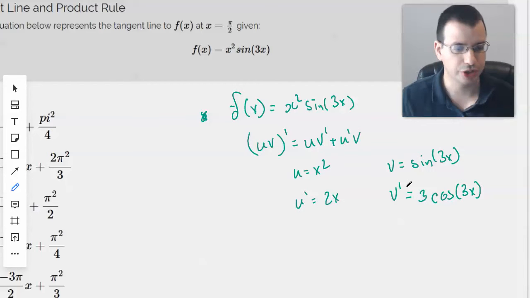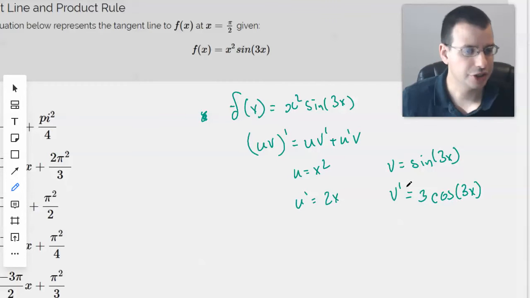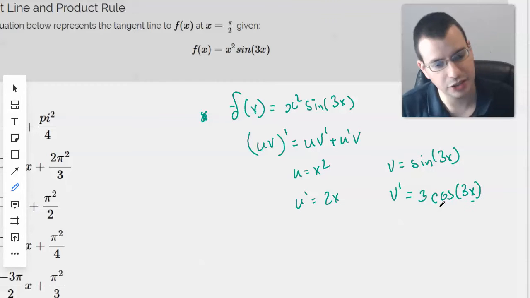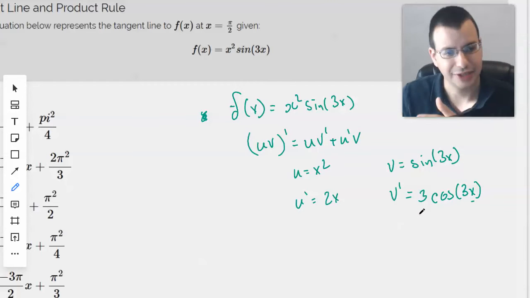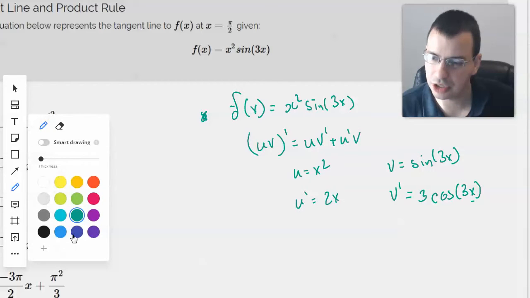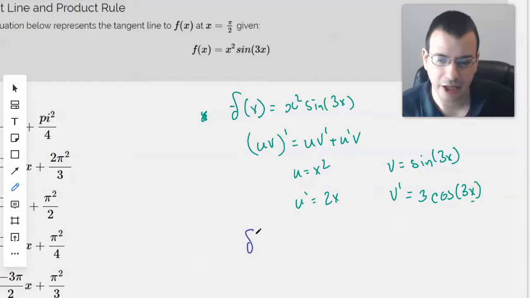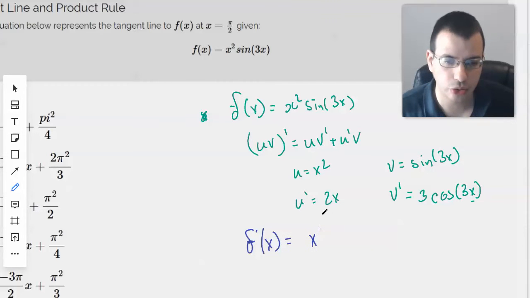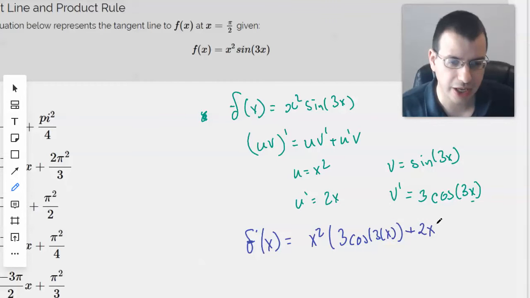So the chain rule is where you have a nested function. So we're going to have to take the derivative of 3x and multiply that. But I'd like to have a 3 on the left side, so I put it on the left side. f prime of x equals u v prime plus u prime, 2x, times v, sine of 3x.